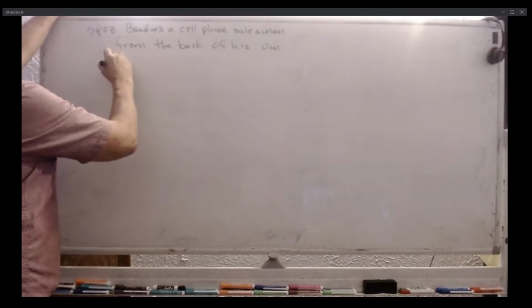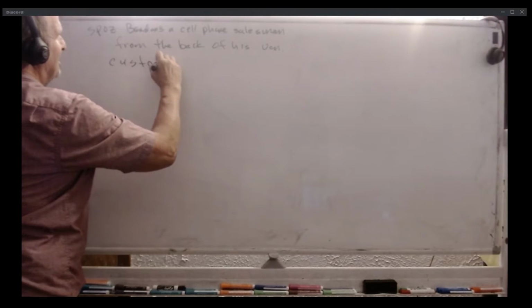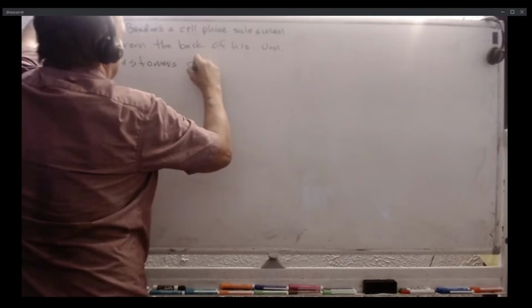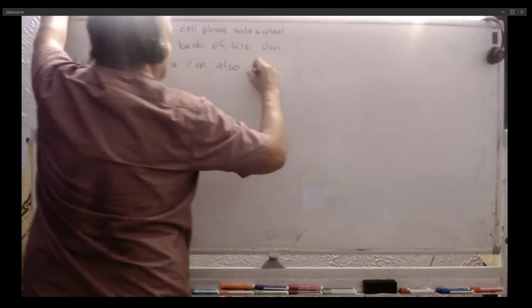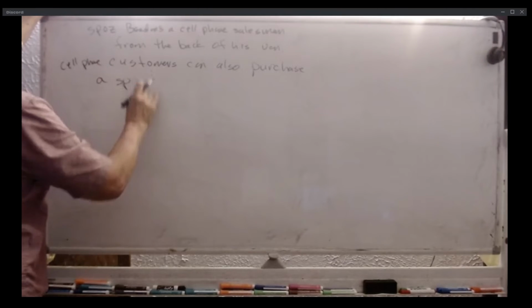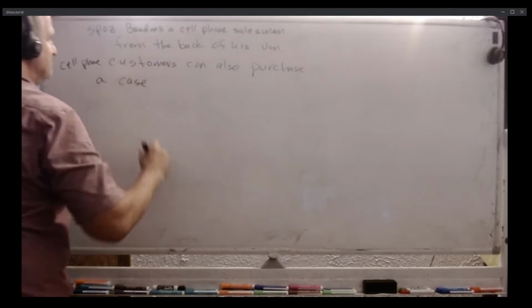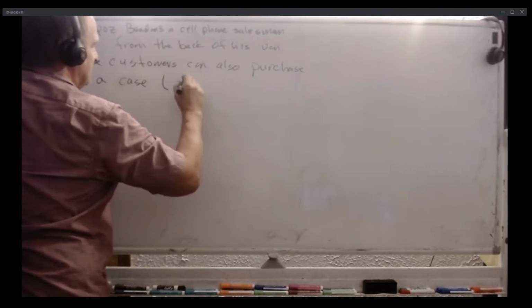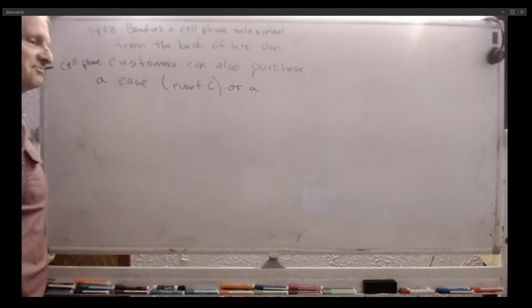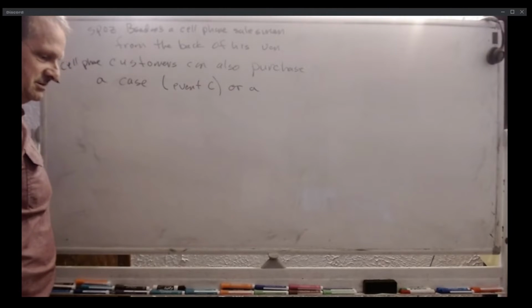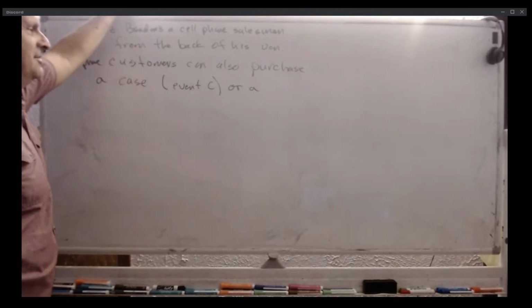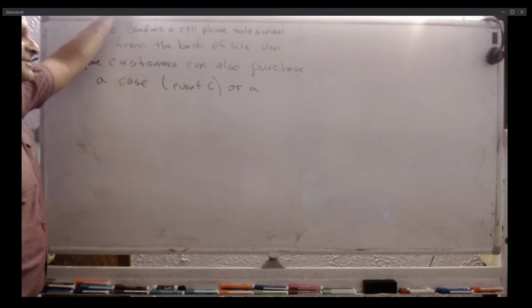Now, cell phone customers can also purchase, what do we say? A case, which is event A. All right, let's make it event C, huh? Or a what? Charger? Yeah, we said charger. It seems like everybody's got a charger. Although maybe it's a car charger.